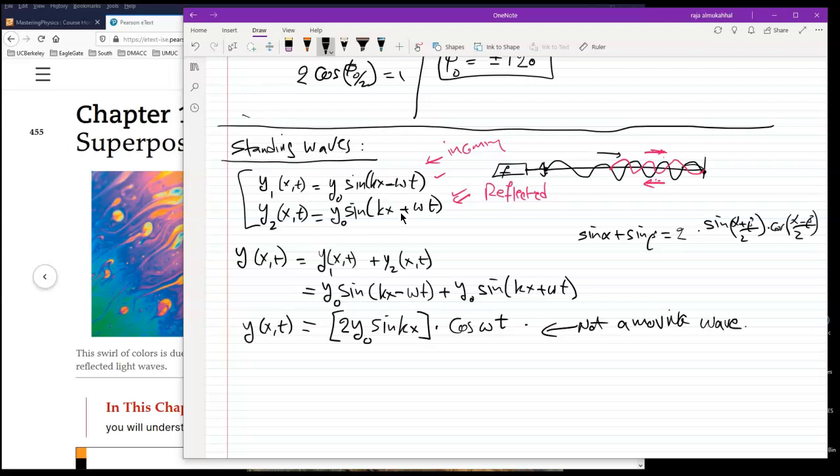You see what I'm saying? This is not a moving wave. It is actually a standing wave, and this term in the bracket is the amplitude. Okay? And let me show you how that works.